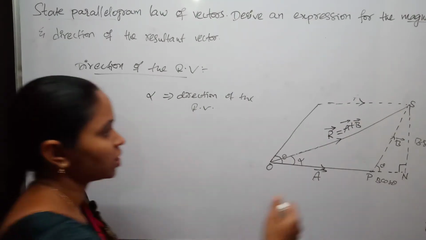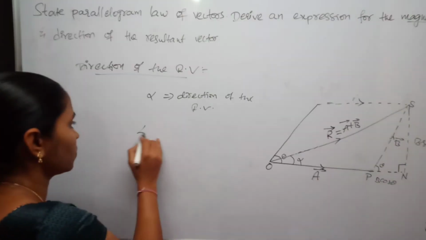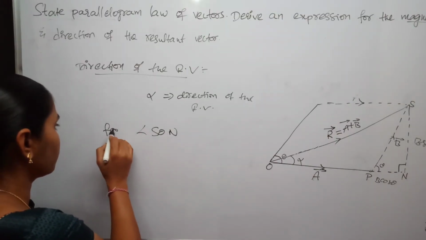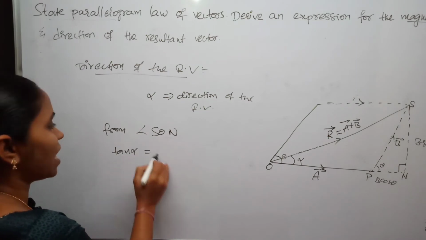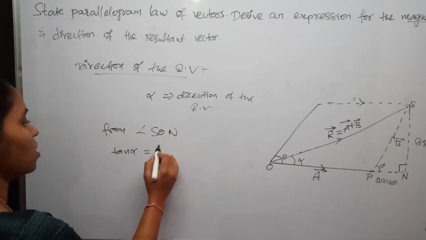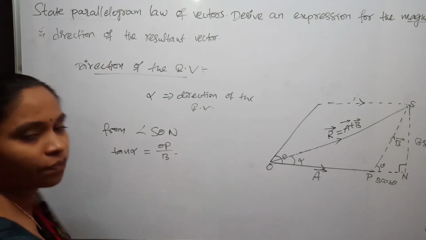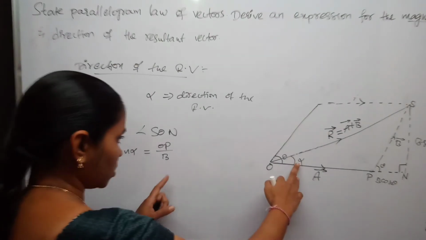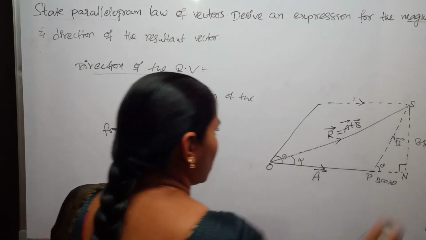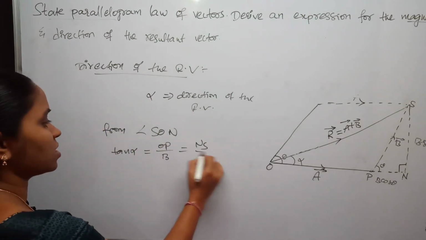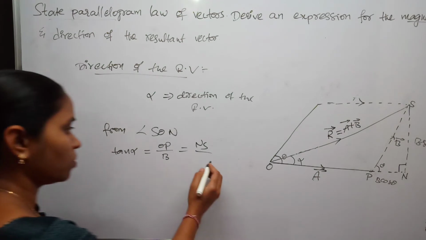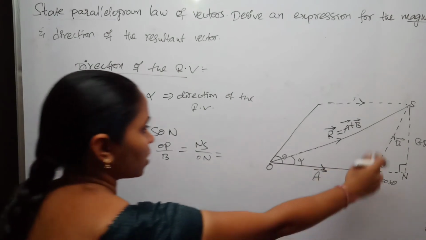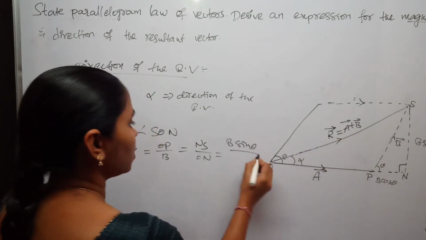For this purpose, let us consider the triangle SON. From triangle SON, what is tan alpha we have? Tan alpha is opposite by base. Opposite to this angle is NS, and the base is ON. This equals NS, which is B sin theta, by ON.